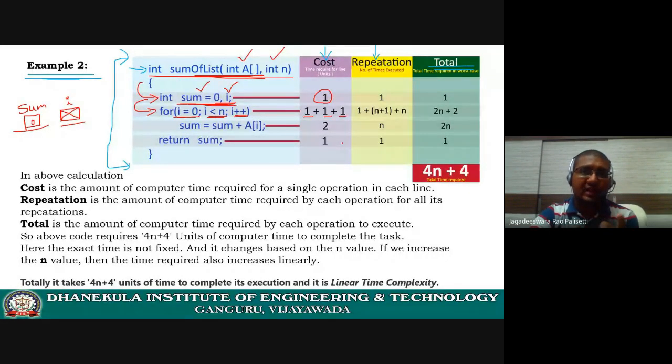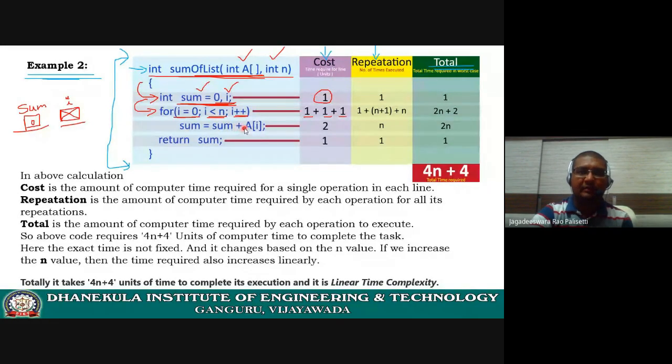But if you understand, this is a for loop. What is the execution flow of the for loop? First we have to read the initialization, then we will go for the condition. Okay, 0 is less than n. Then we are going into the for loop and finding this particular operation.